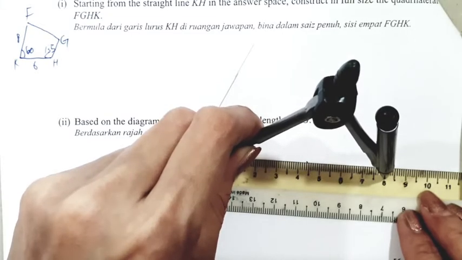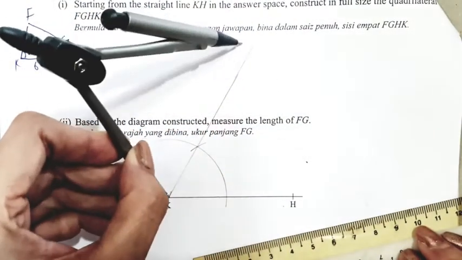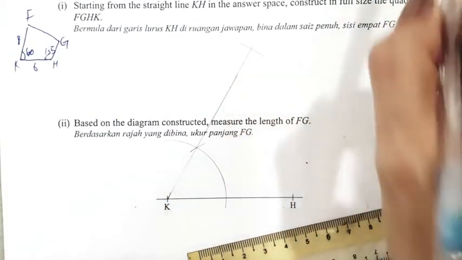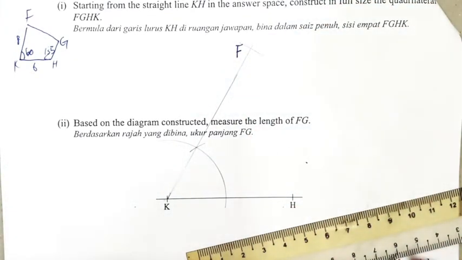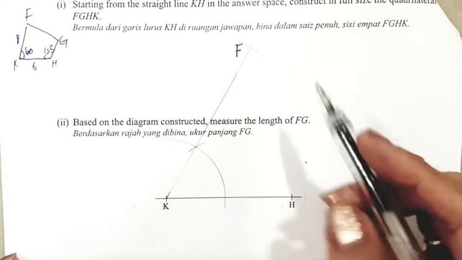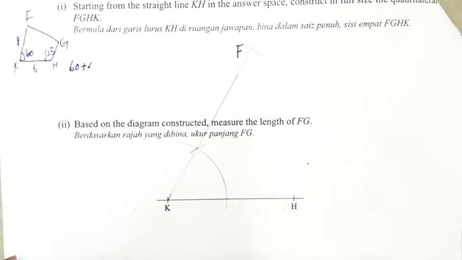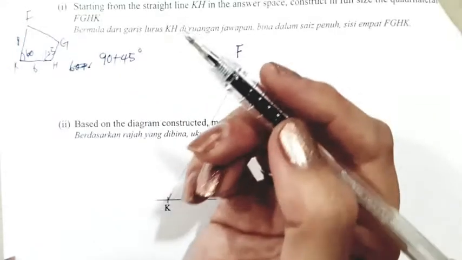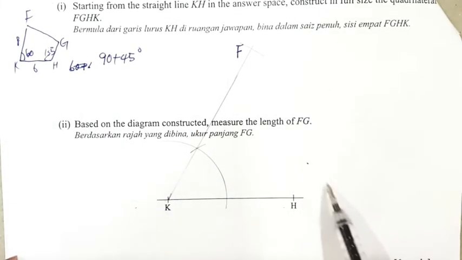So this is 8. So let's put it on K here. So we have found the first point, that is the F, 60 degree. Now next 135. How do we construct 135? So 135 basically is 90 plus 45. Agree? 90 plus 45, that means I have to construct 90 and bisect the 90 over here.